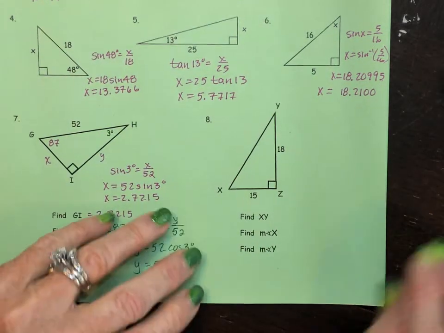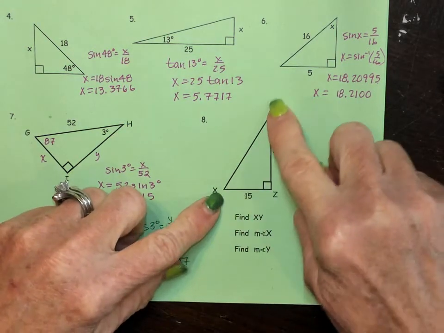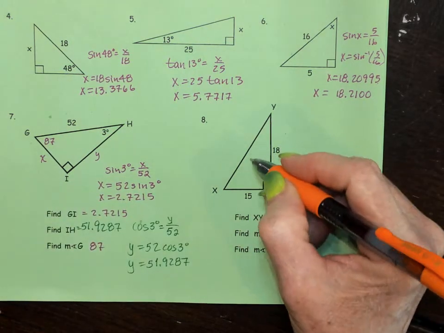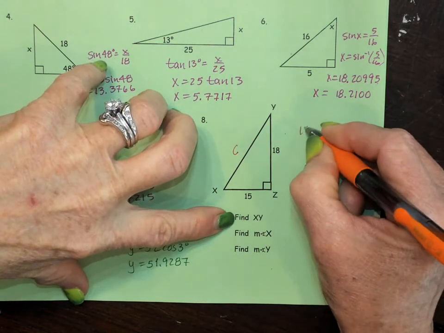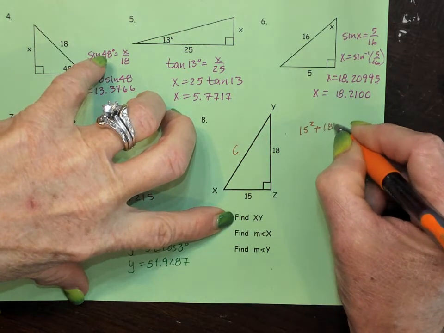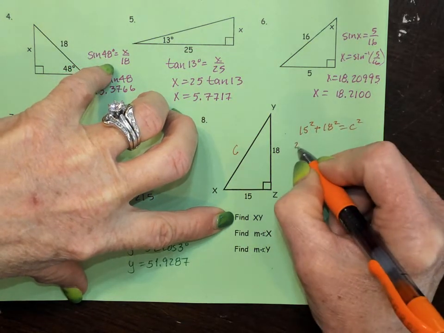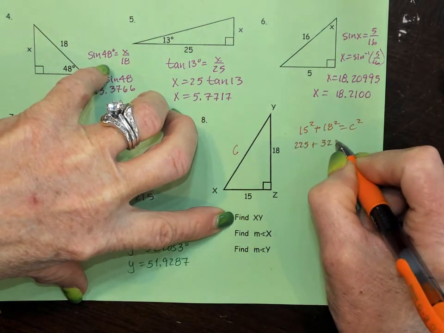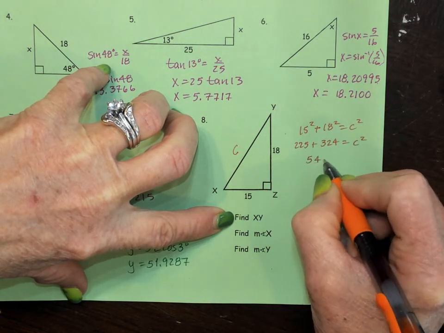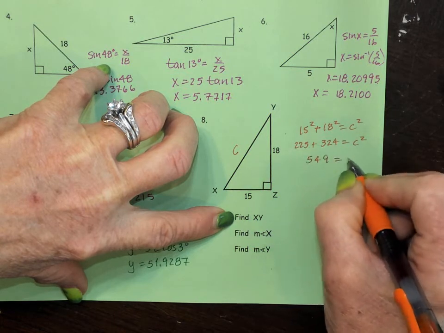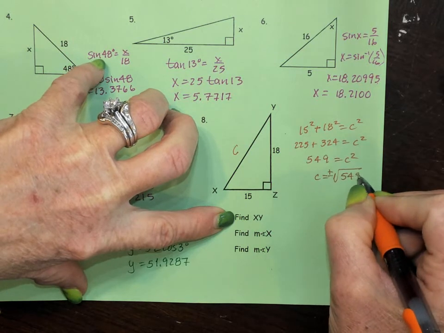All right, number 8. Let's see. Find XY. Let's use Pythagorean theorem, and I'm going to call that C up here. 15 squared plus 18 squared equals C squared. 15 squared is 225. 18 squared is 324. When I add those, I get 549. So C is the square root of 549.